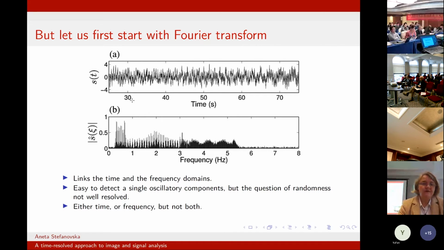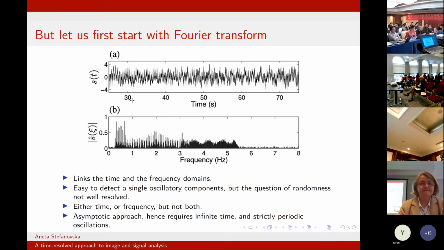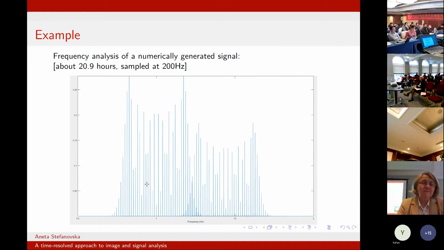So in Fourier transform, we have either time or frequency, but not both. And Fourier transform can be considered an asymptotic approach because it requires infinite time and strictly periodic oscillations. I didn't show you the equation, but this is the Fourier transform of a signal simulated over almost 21 hours to ensure perfect frequency resolution, because frequency resolution is proportional to the length of observation.